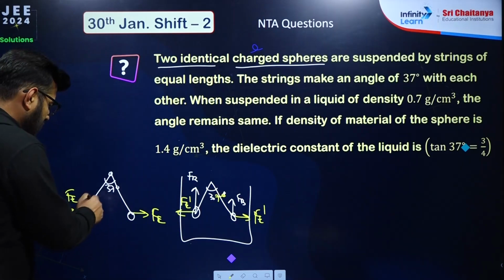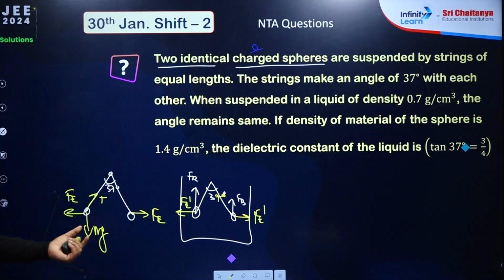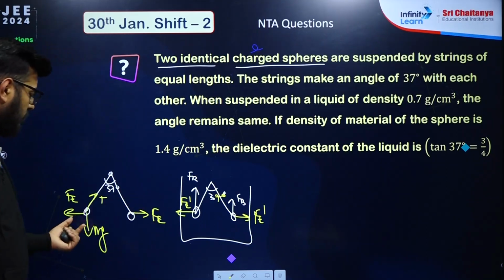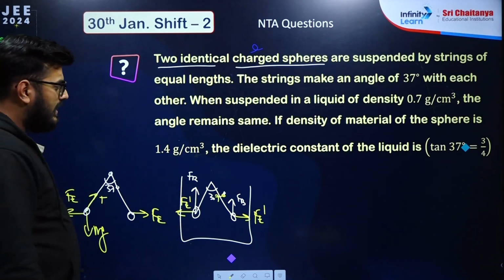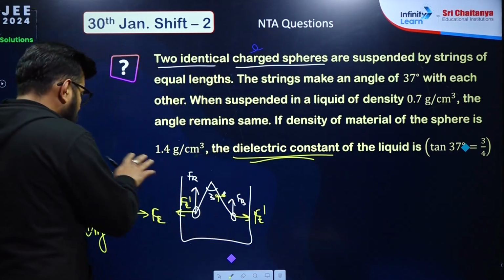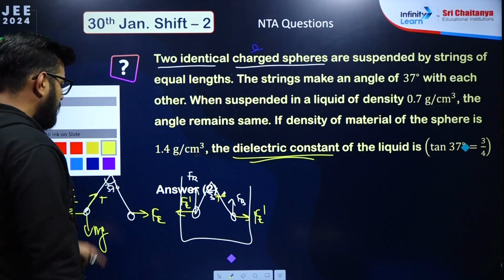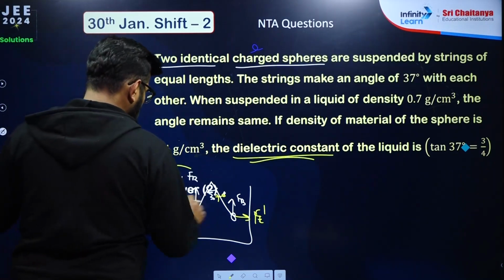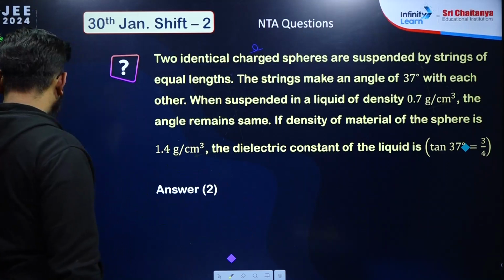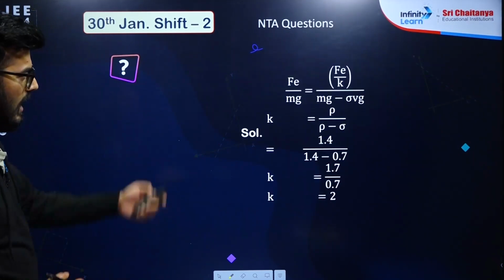So it's just balancing the forces. It's simple balancing of forces, the net force over here and the net force over here, and you will get the answer. So the dielectric constant of the liquid is what we needed to calculate. You need to solve the equation for this and the equation for this, and based on that what you will see is the correct answer over here turns out to be answer number 2. Answer number 2 is the dielectric constant as given over here.